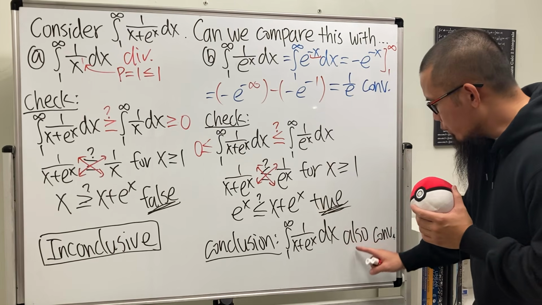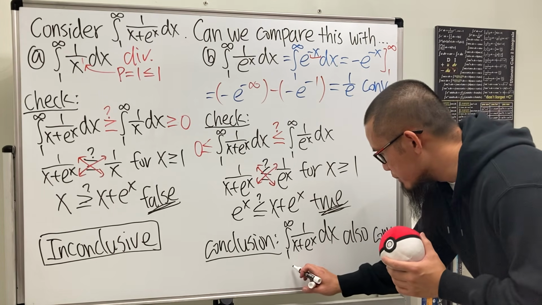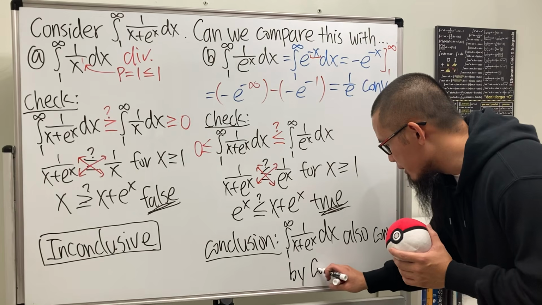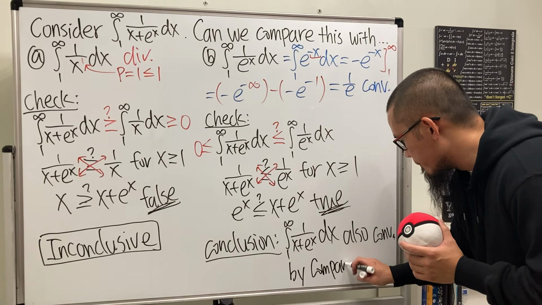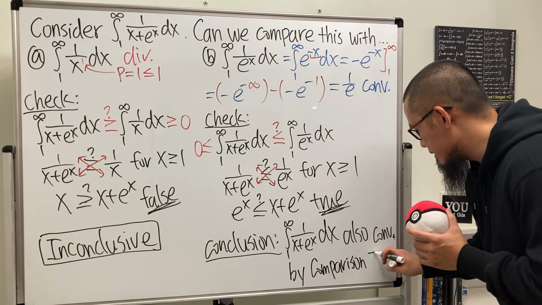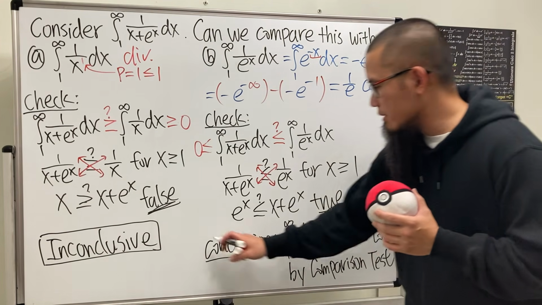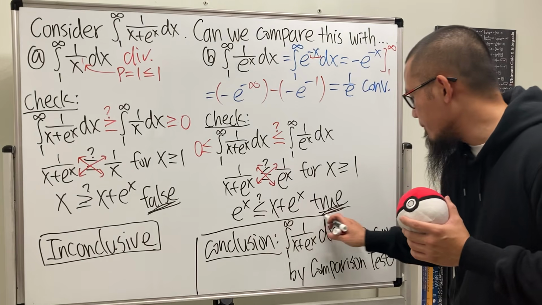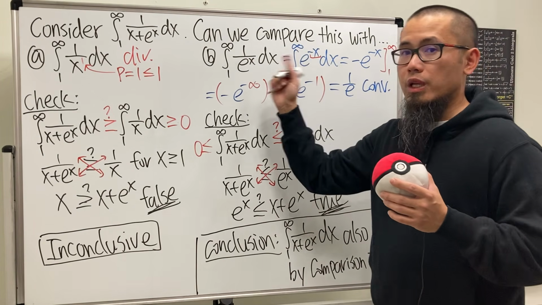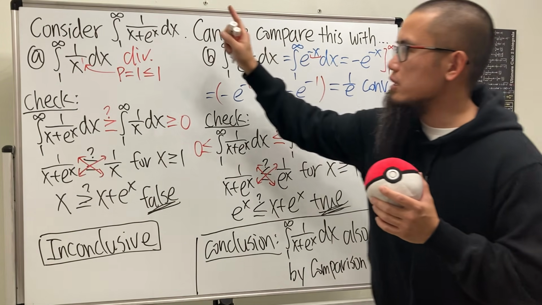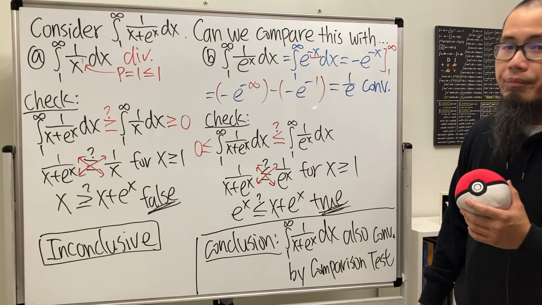So this right here also converges, and perhaps you can say by the comparison test or the comparison theorem, depends. But anyway, that's it. So let me just box this right here. This is the integral that we can use to do the comparison with that, and we can draw a conclusion.